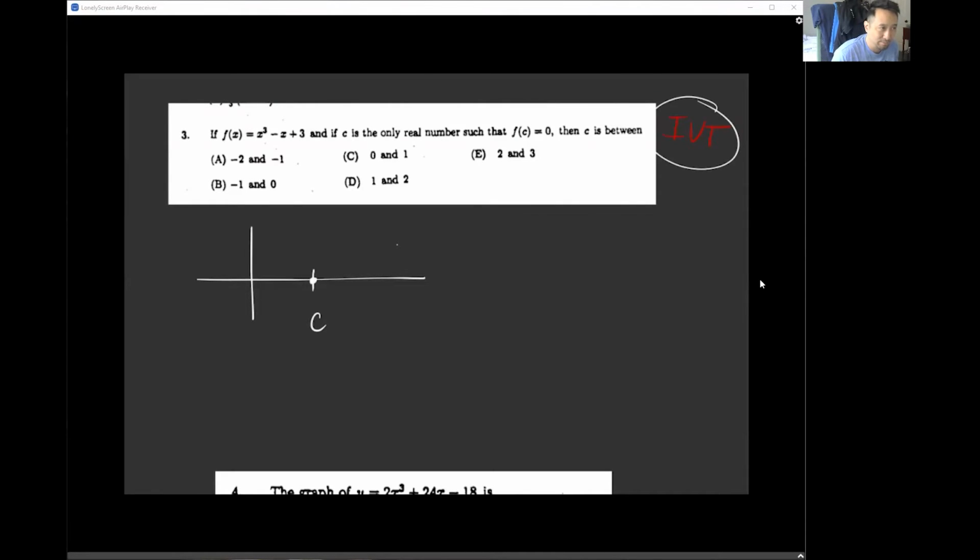So the idea is this: if c is, let's say choice number A, if c is between -2 and -1, remember these are x values here, which means one of these guys has to be above the x-axis and the other guy has to be below the x-axis. It's got to cross, right? So at -2, we can try finding the value of f of -2, and then find the value of f of -1, and see if one of these gives a positive and the other one gives a negative. That means you have to cross the axis at some point between -2 and -1.